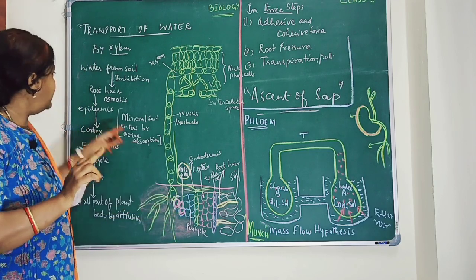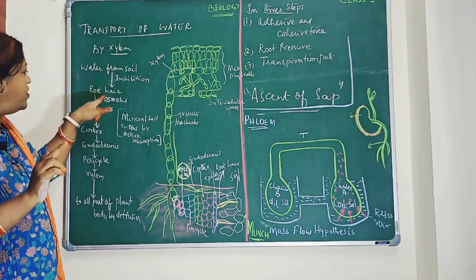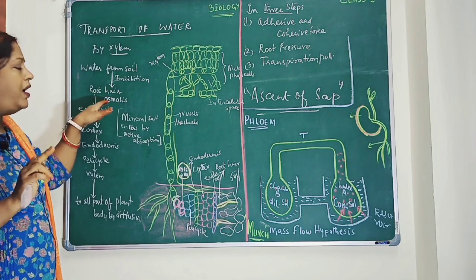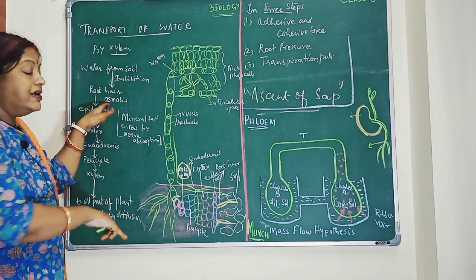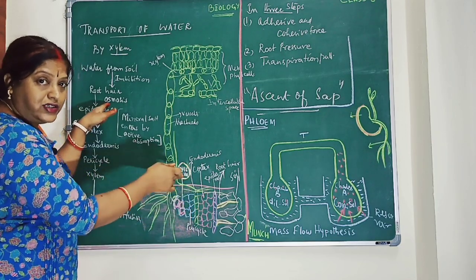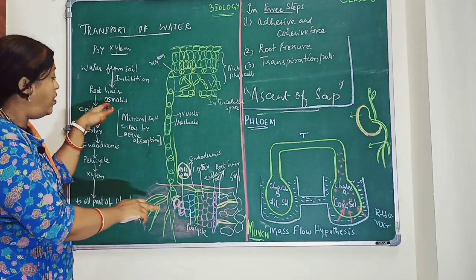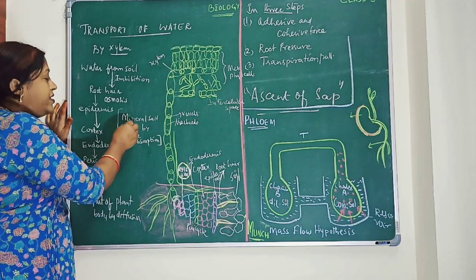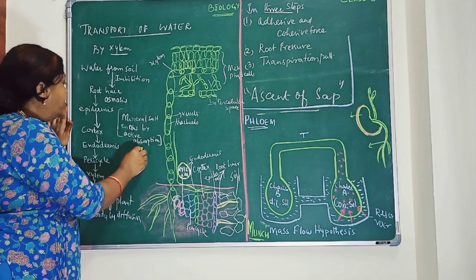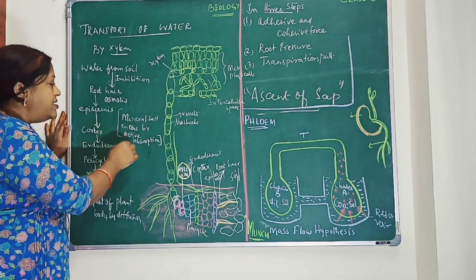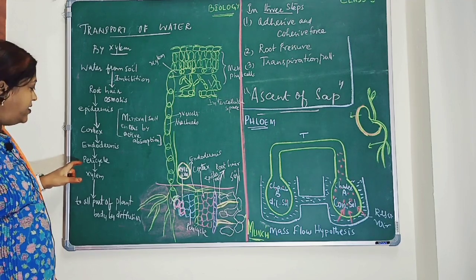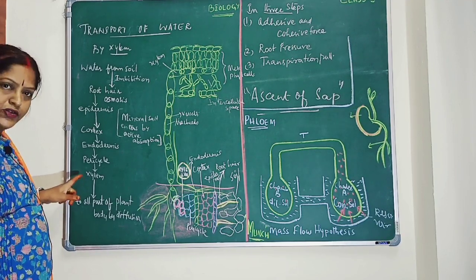Okay children, see here also I have written: water from the soil enters the root hair by imbibition, then from the root hair by osmosis. The salt solution dissolved in the water, that is the solute, is absorbed by the roots; mineral salts enter by active absorption. So water enters along with the mineral salt till the pericycle. Understood? Then from the pericycle it enters into the xylem.